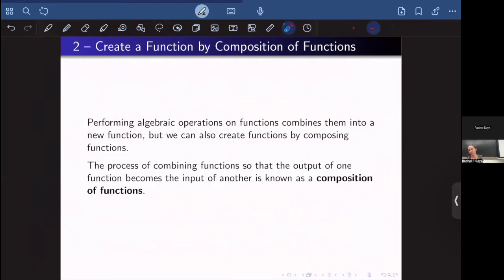Performing algebra operations on functions combines them into a new function. But we can also create a function by composition of functions. The process of combining functions so that the output of one function becomes the input of another is known as a composition of functions. Thank you so much.